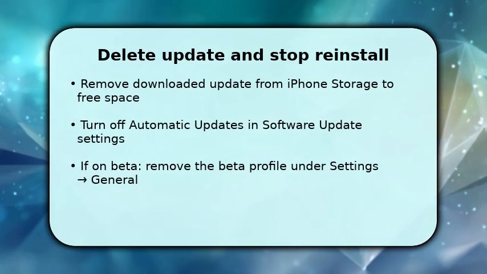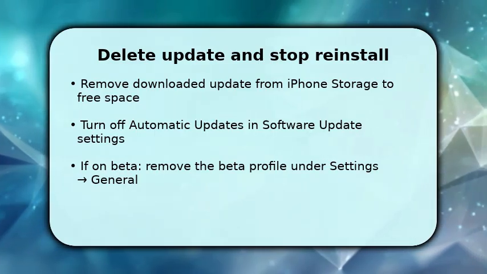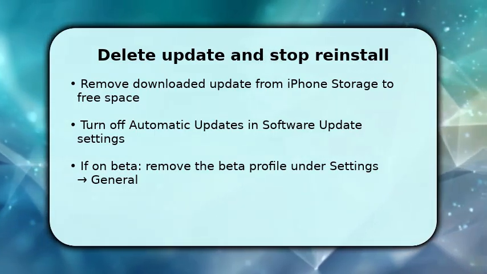Once done, return to General, then Software Update, and disable automatic updates so the file does not reappear automatically. You've deleted the file, now make sure it stays gone. After removing the update from iPhone storage, go to Software Update and switch off automatic updates so iOS won't download again.